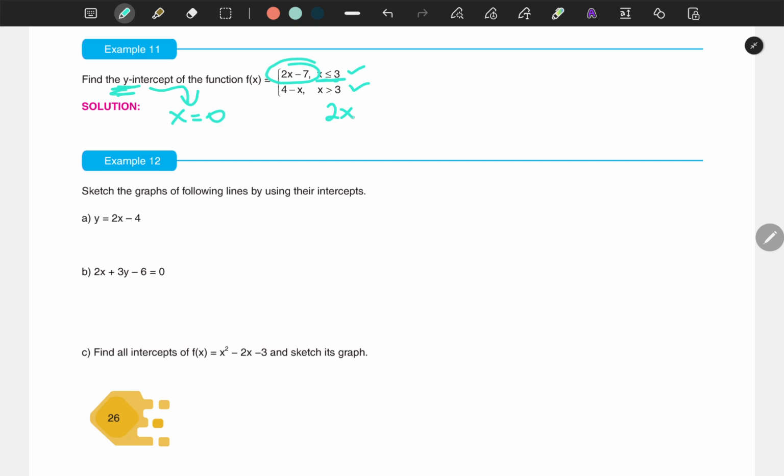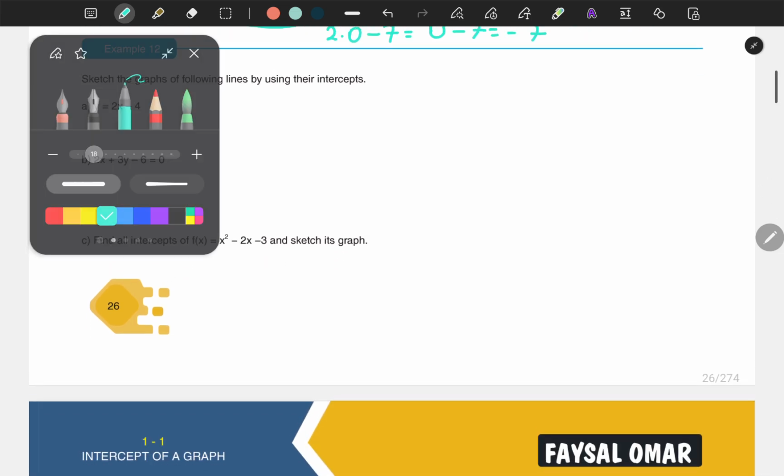What's my first function? 2x minus 7. Can I replace the 0? 2 times 0 minus 7. 2 times 0, 0. Minus 7, minus 7. So what do I have to do? For the y-intercept, x is 0, y is negative 7. This is my answer. Okay? It's very easy. The next one.